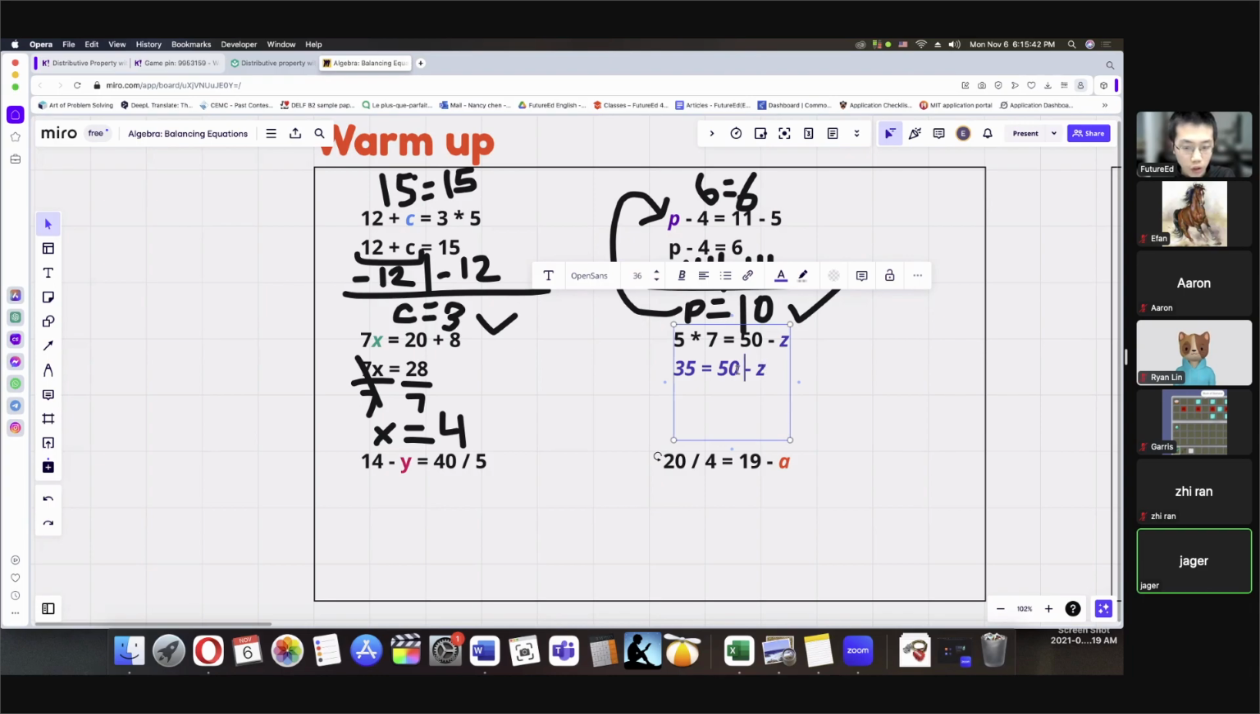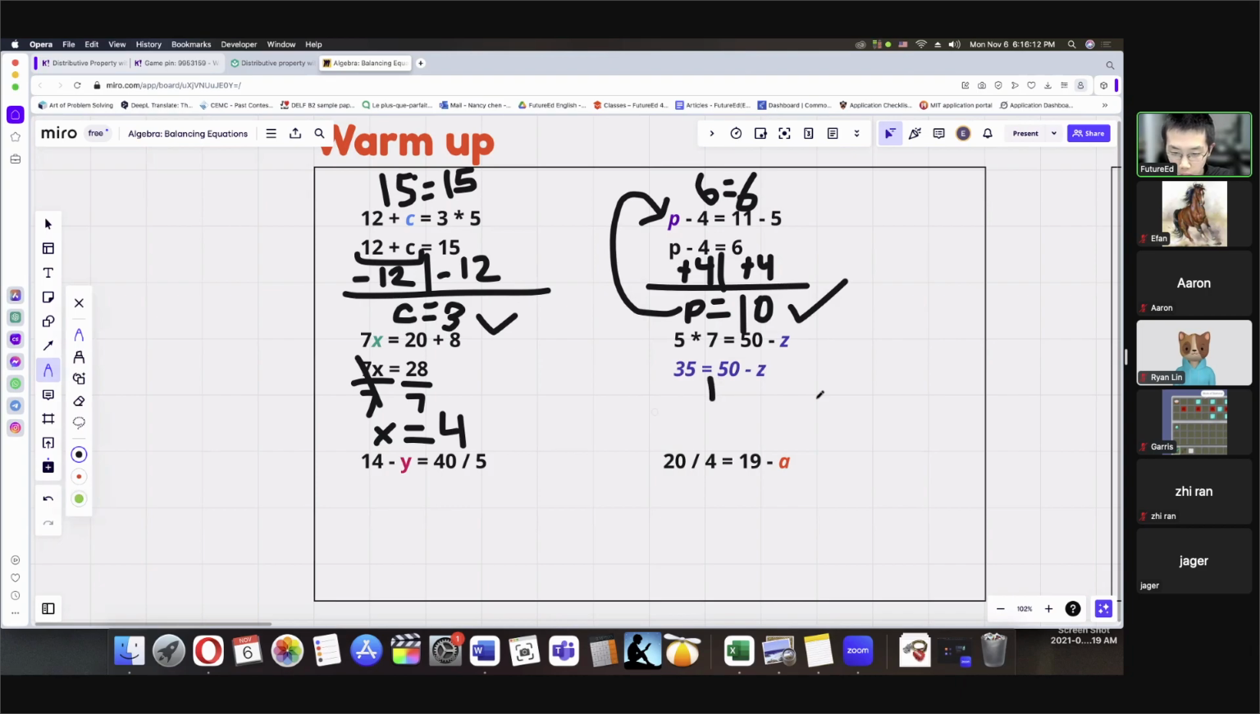Jacob, do you know how to get rid of the 50? It's positive 50, so to get rid of it, how would you do it? You can subtract by 50, okay? Because the opposite of positive 50 is negative 50. So if we subtract 50 on both sides, we have 35 minus 50, which is the same as 50 minus z minus 50. So what is 35 minus 50, Jagger?